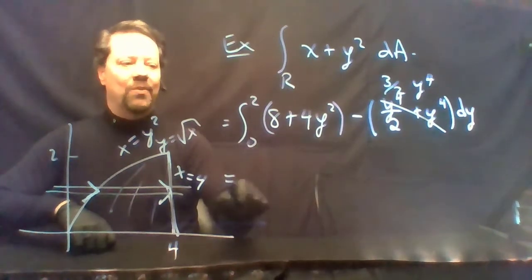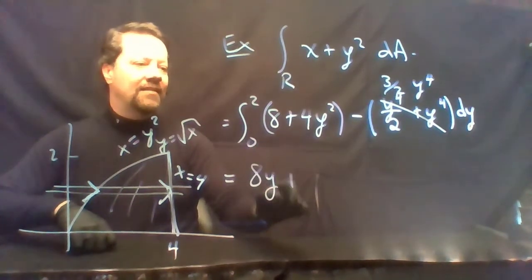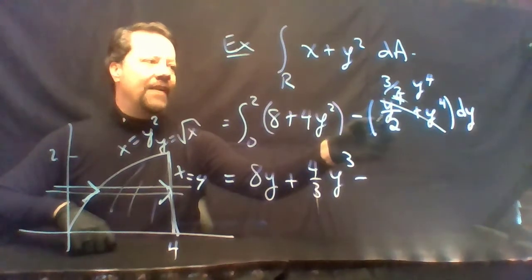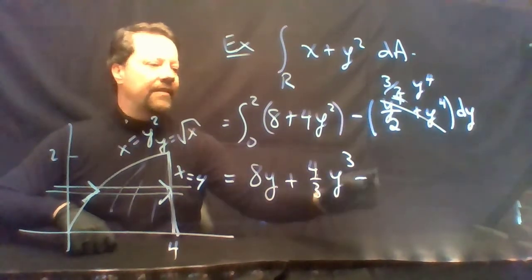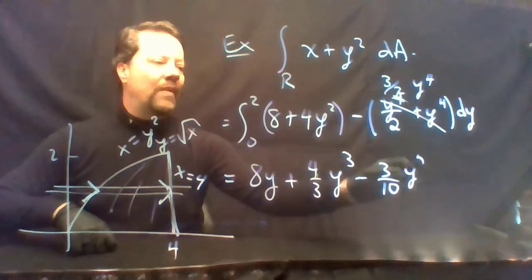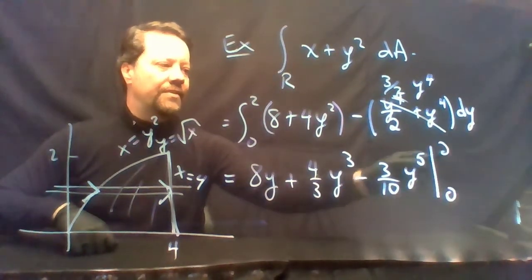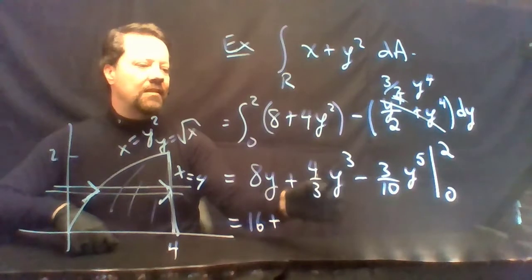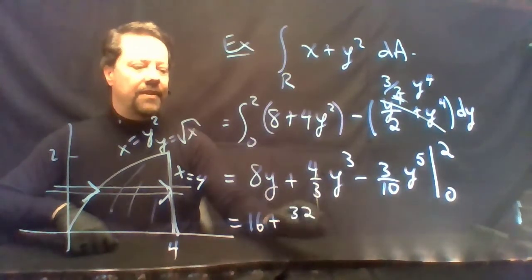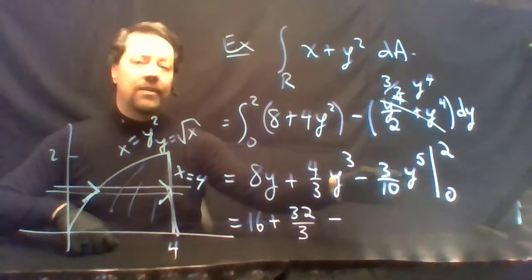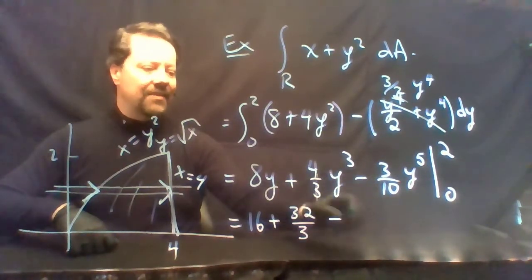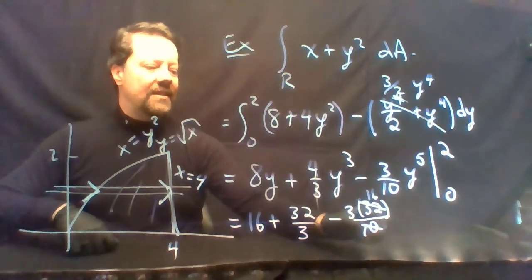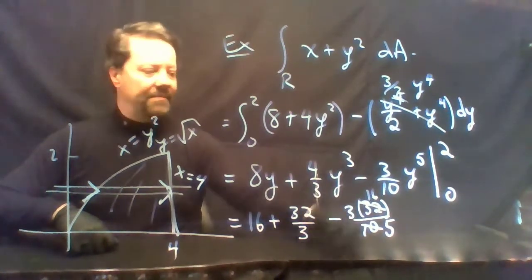Integrating now with respect to y, we'll have 8y plus 4/3 y cubed minus, here we had 3 halves, it's going to be y to the 5th over 5. That's going to be 3/10 y to the 5th evaluated from 0 to 2. This gives us 16 plus 8 times 4 is 32/3 minus 2 to the 5th is 32, but we can cancel. We'll get 16/5 times 3 is 48.